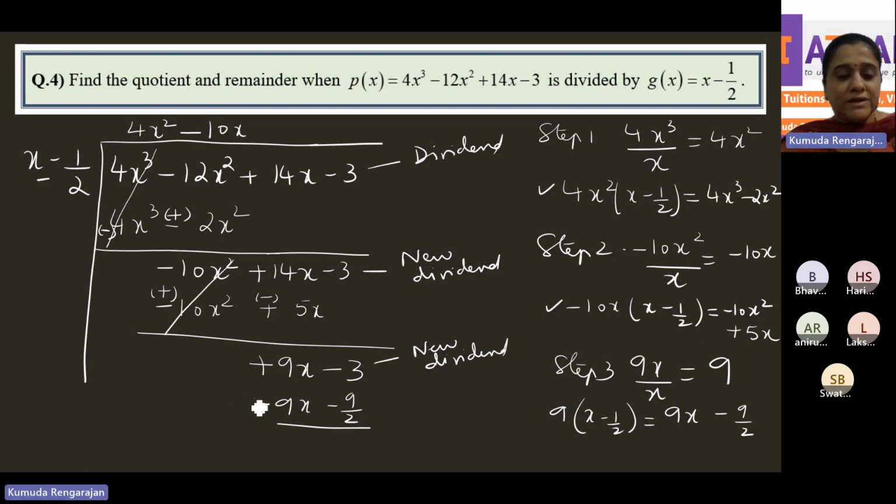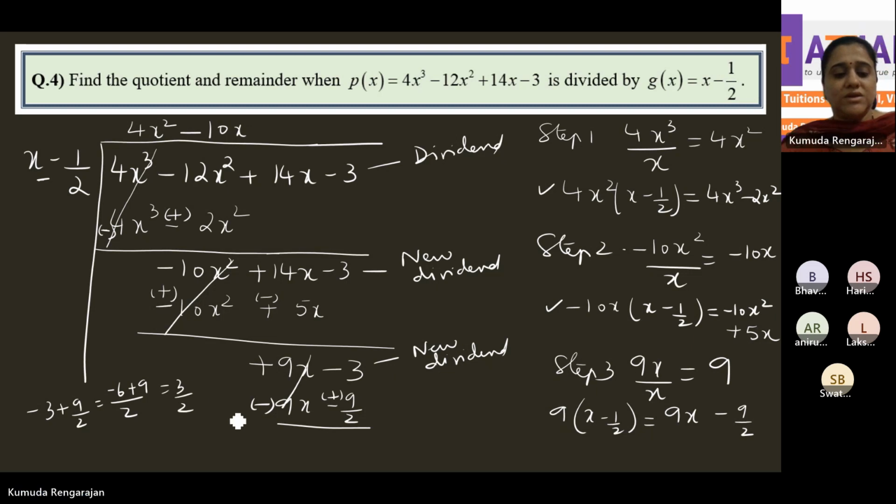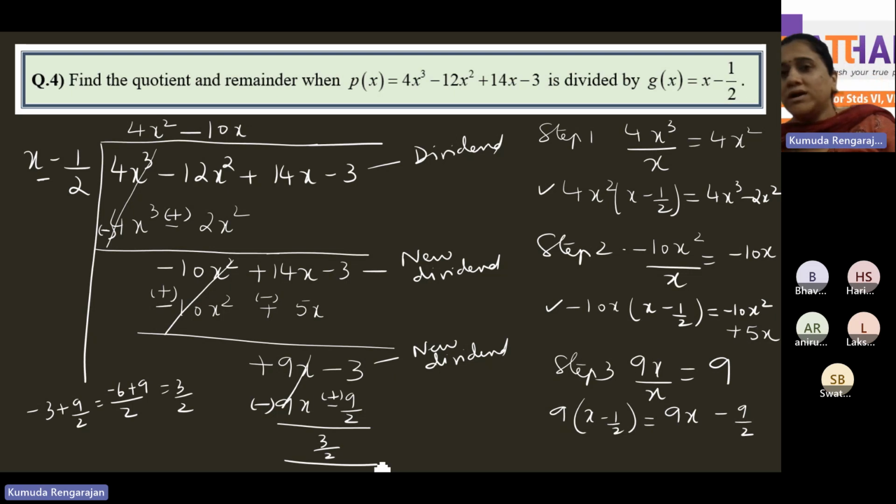Minus 9x plus 9x cancels. Minus 3 plus 9 by 2. Take the LCM, which is 2. So minus 6 plus 9, which is 3 by 2. 3 by 2 is the remainder. That's it. We stop the division there. That's all. This is the procedure. No change. Whatever the dividend and divisor, this is the procedure.